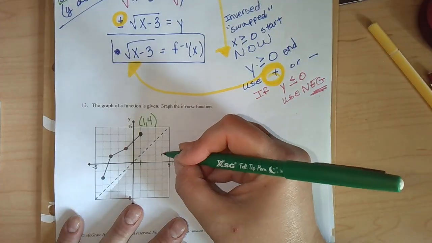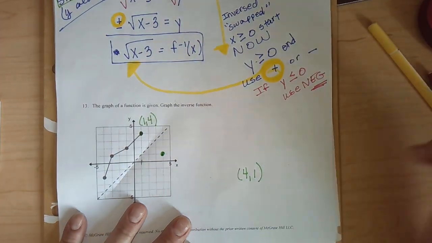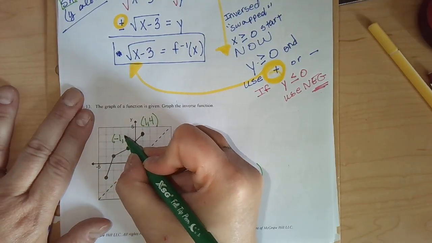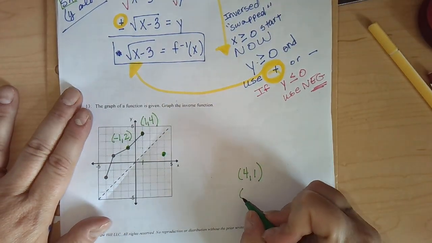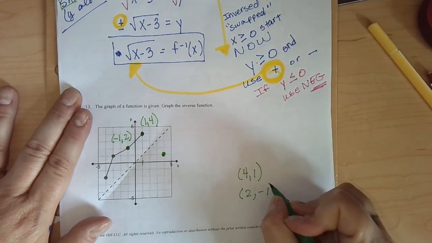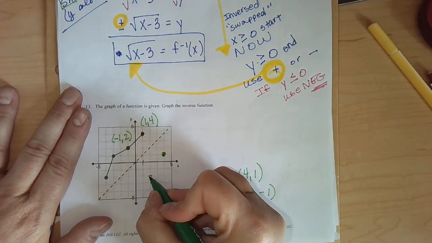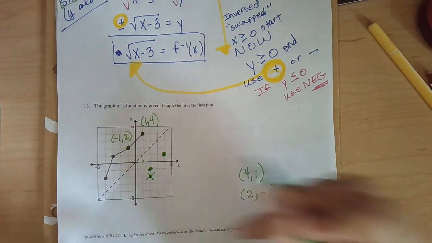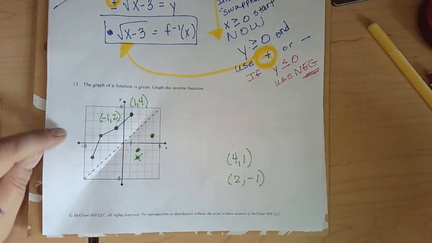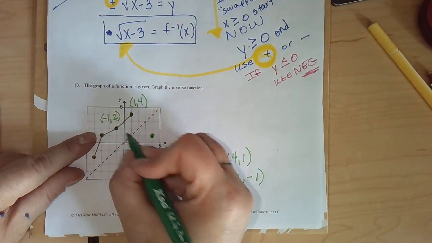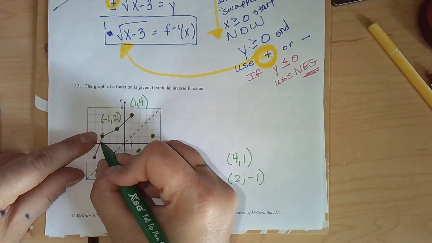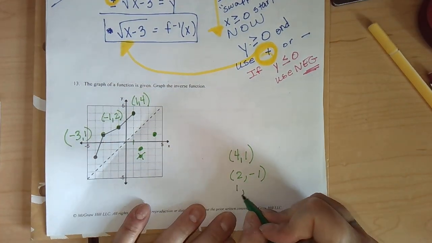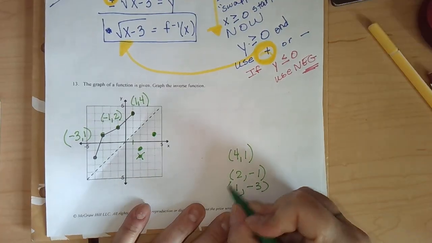Let's draw it. Here's 4, 1. All right, here's another point. It says maybe left 1, up 2. Well, when I flop it, it's 2, negative 1. So 2 to the right, down 1. This one's a boo-boo. Okay, then keep looking over here at the left. It looks like it's left 3, up 1. Swap it. Make 1, negative 3.